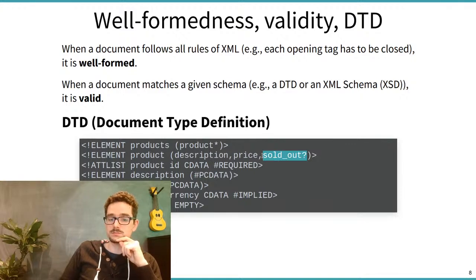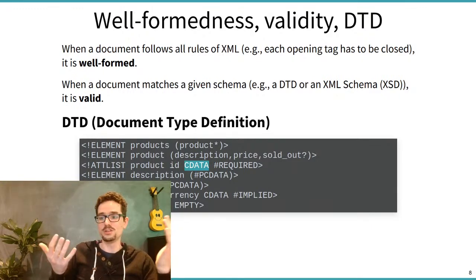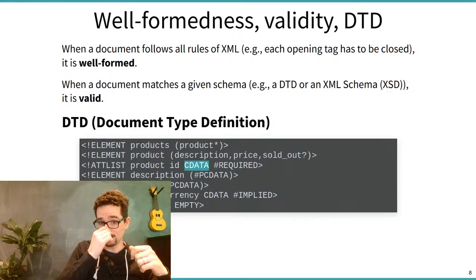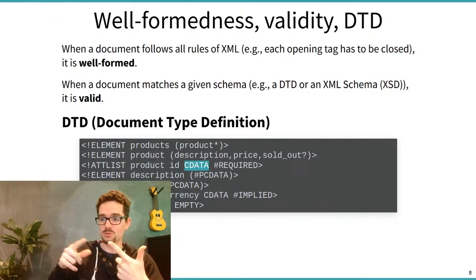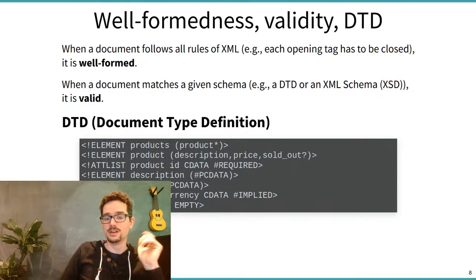Then we have an attribute list. Product has an attribute ID, which has the type CDATA. Basically, there's only one data type in DTD. It is called CDATA. It means string, write anything in the attribute. And yeah, there's another attribute type called ID, which means no duplicate values, and IDREF, only values that appear somewhere in an ID field, but that's not so important for now. It's just very simple.